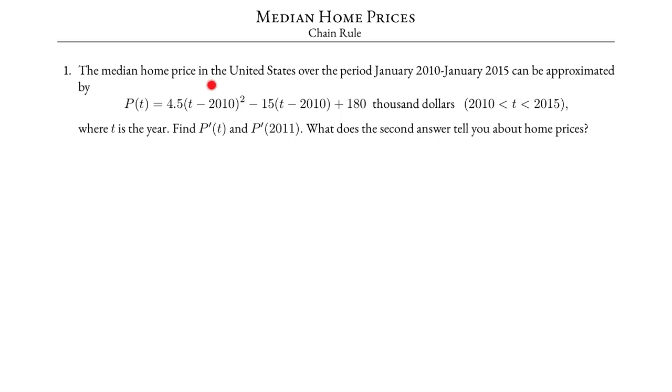The median home price in the United States over the period January 2010 to January 2015 can be approximated by the function P of t equals 4.5 times the quantity t minus 2010 squared, minus 15 times the quantity t minus 2010, plus $180,000. This function is good for t between 2010 and 2015 only, where t is the year.